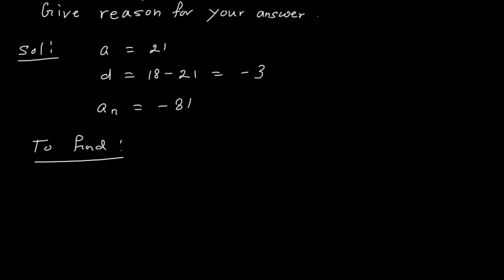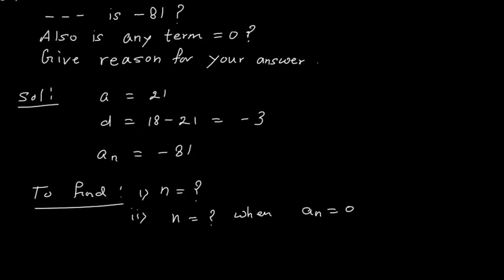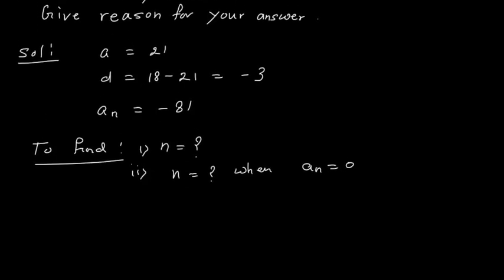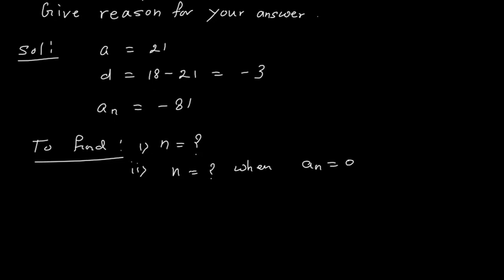We have to find what is n first, and second we have to find n, question mark, when an is equal to 0. So also, is any term 0? Give reason for your answer. So if we get some n, some natural number, or I say whole number, for this n when an is equal to 0, then I will say that we have a 0 term possible.